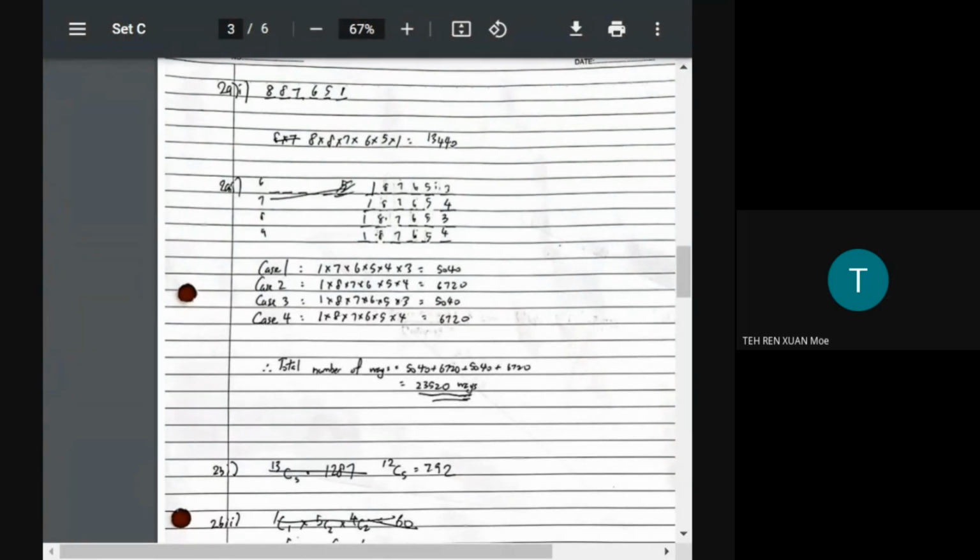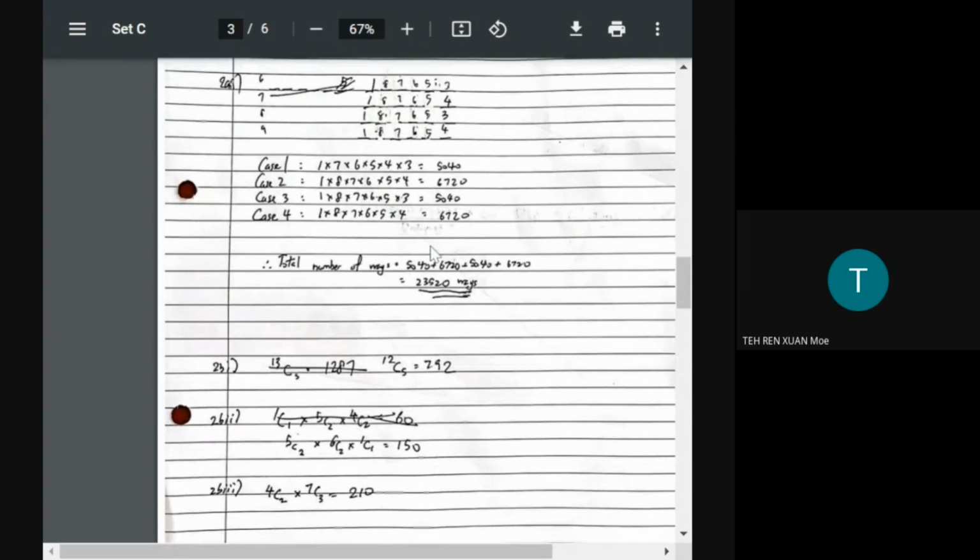So for the fourth case, it begins with 9. Let's look at the last place. Since we have 4 options, we will put 4. Then since the rest of the numbers can be used freely, we will continue with 8, 7, 6, and 5.